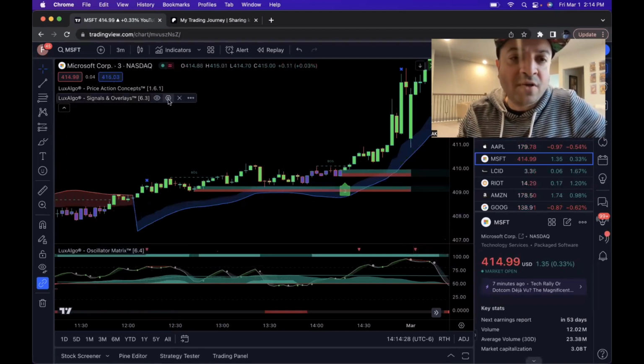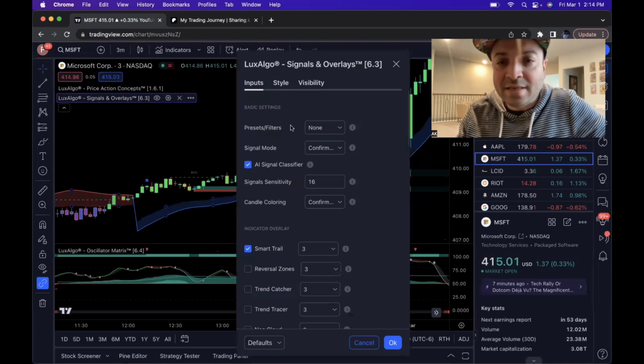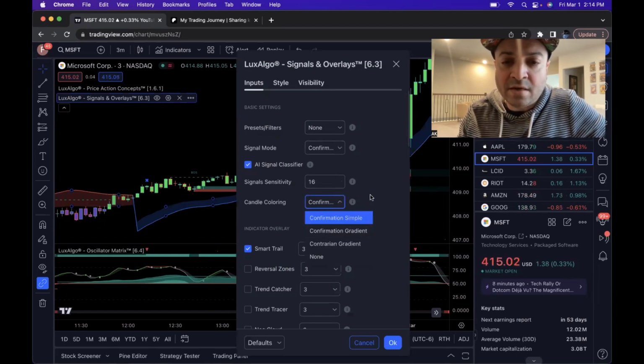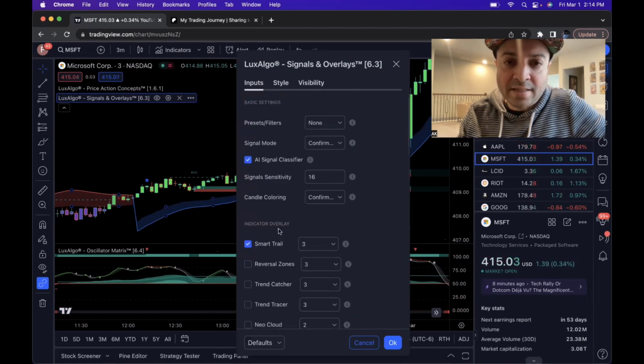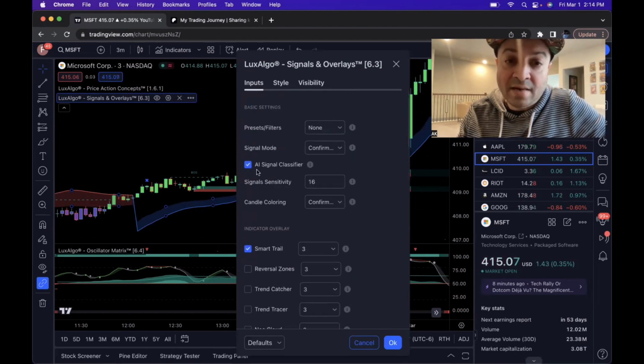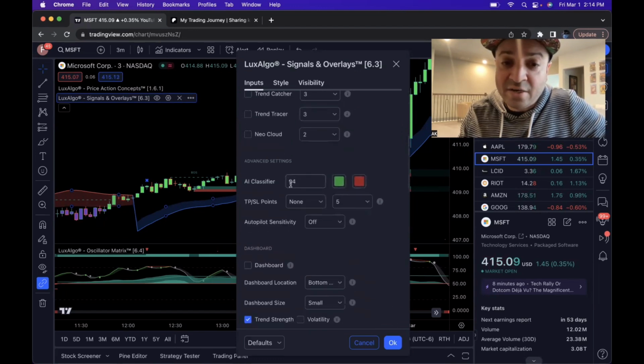On signals and overlays, I like my settings to be, well, the preset is none. Signal mode is confirm and exits. I like to use a signal sensitivity of 16. All right. And my candle coloring is confirmation simple. I like having the smart trail on here. And that's basically it. And I've got the AI signal classifier. And for that, I take out the weak signals. I only want threes and fours. All right. I just want strong signals on those.